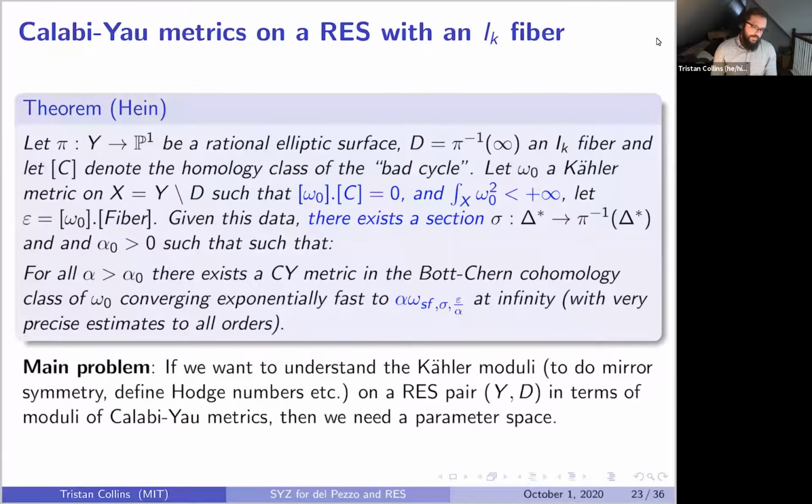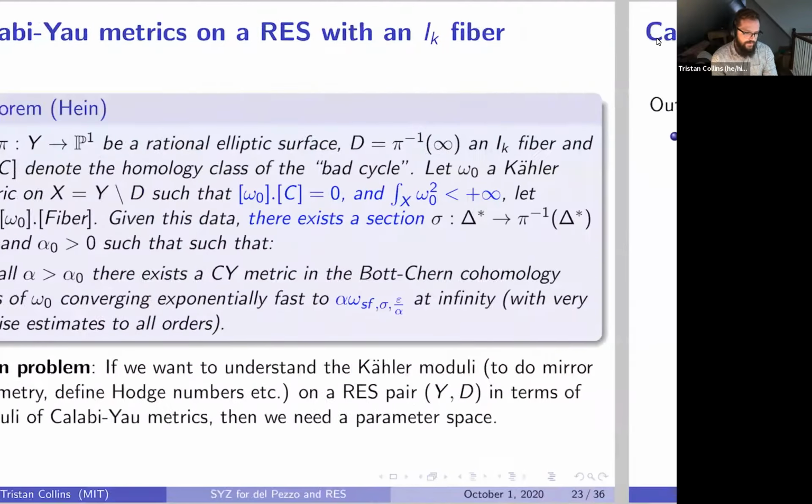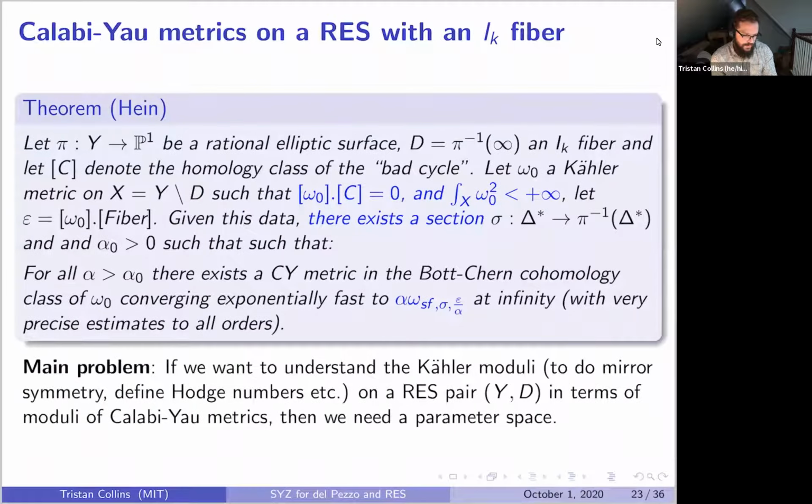So the main problem on this rational elliptic surface side is that if you want to understand the Kähler moduli, for example to do mirror symmetry or to define Hodge numbers, then you at the very least need some parameter space to parameterize Calabi-Yau metrics. From this theorem, there's no obvious parameter space. So let me try to explain why.